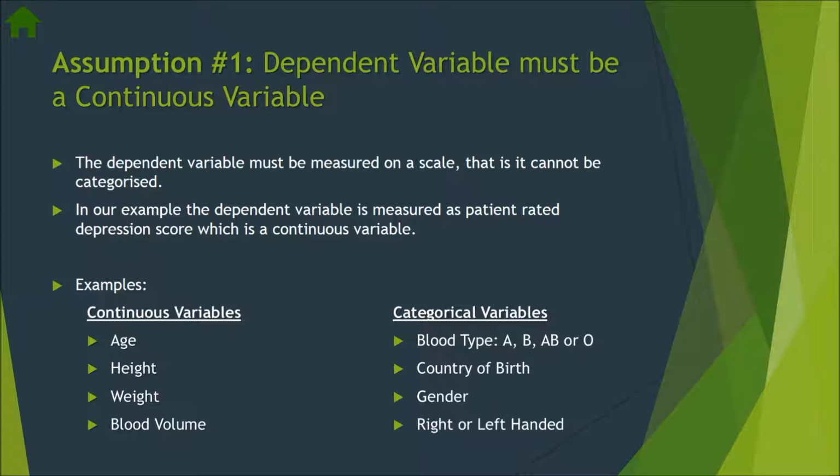In the example that we're using, we are looking at patients' rated depression scores. This is on a scale. A categorical way of measuring this would be to say you have either low, medium, or high depression, but as we need to satisfy this assumption, we are measuring depression on a scale rather than categorizing it.